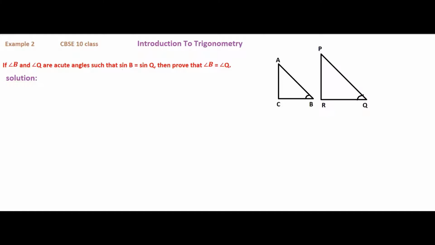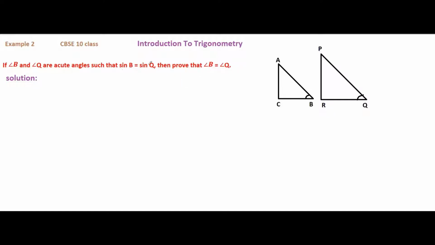So dear students, today's question is from CBSE 10th class, from the chapter Introduction to Trigonometry, example 2. The question is: if angle B and angle Q are acute angles such that sin B equals sin Q, then prove that angle B equals angle Q.